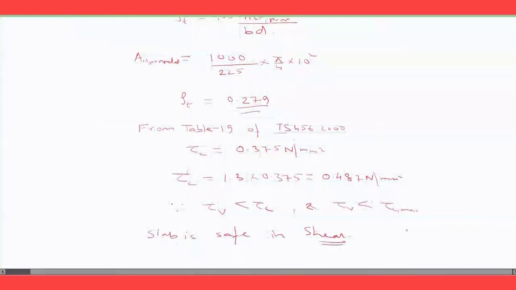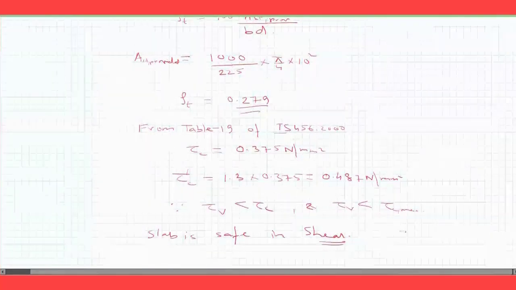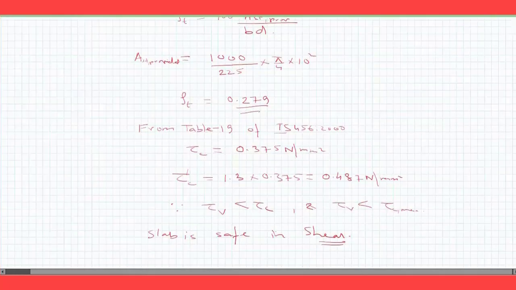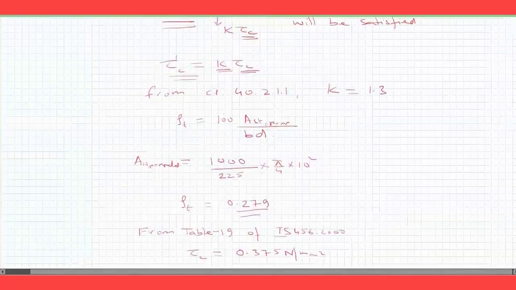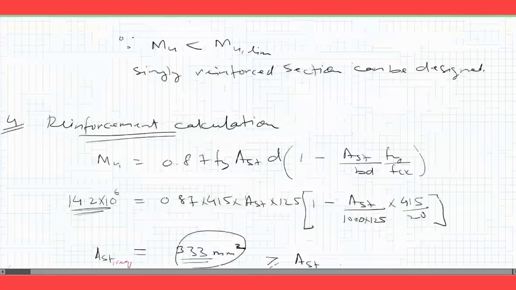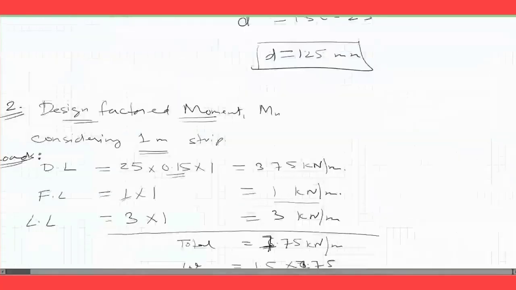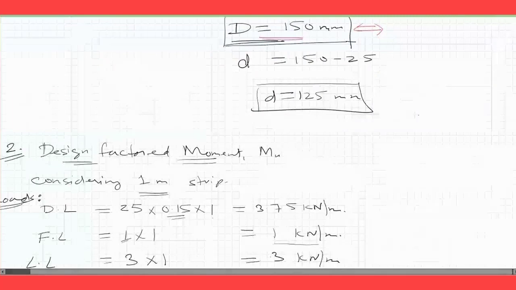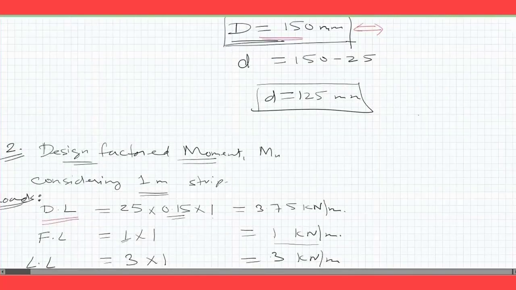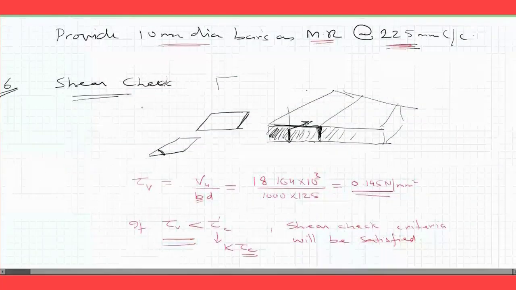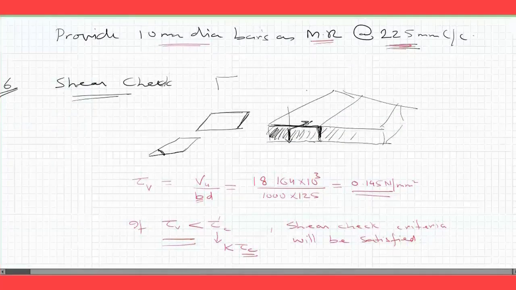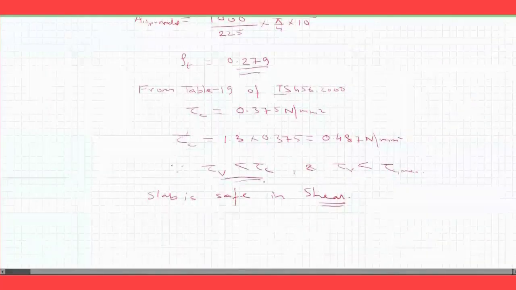So shear check is satisfied. It means that the provided depth is adequate for resisting shear. If this condition was not satisfied, it meant that you have to revise the thickness of the slab. So if you revise the thickness of the slab, you have to start again with step number 2, when you compute design factored moment, because the dead load will change if your thickness of slab changes. So you have to remember. Once you do all the calculation, you go with the shear check. Once this condition is satisfied, it means the provided depth is adequate to resist shear.